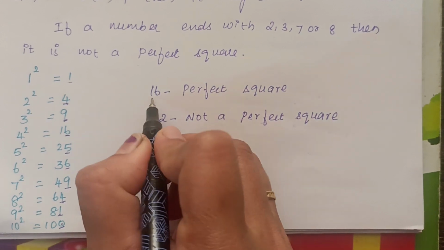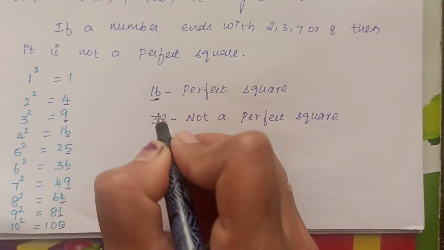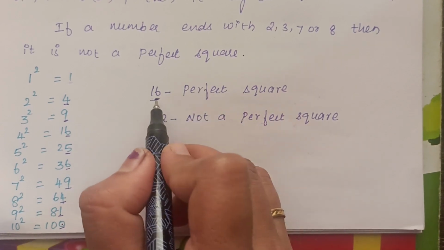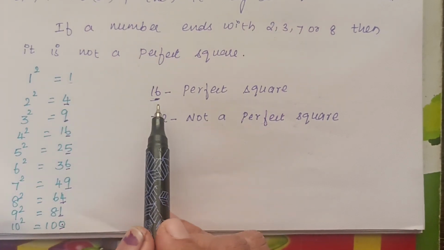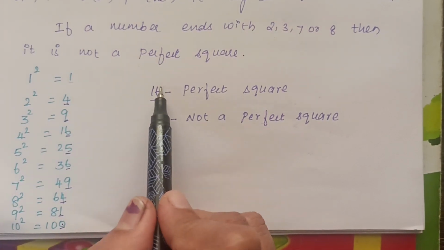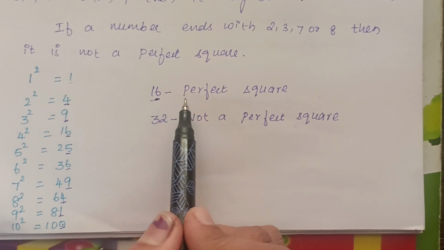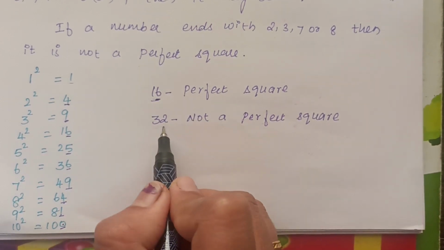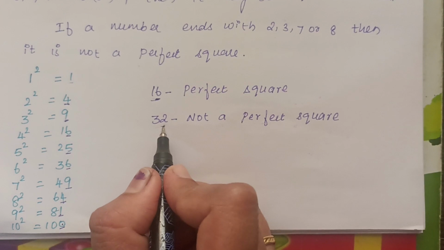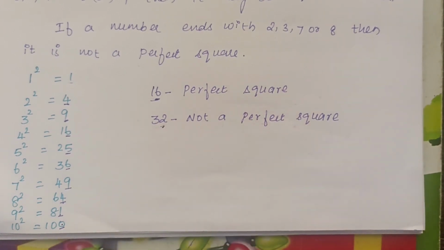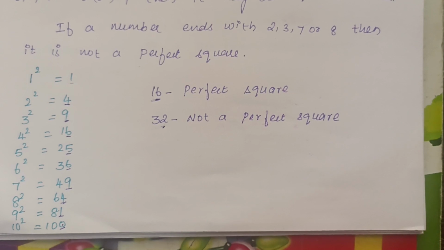If we see 16, the unit digit of 16 is 6. So when can we say the given number is a perfect square? If a number ends with 0, 1, 4, 5, 6 or 9. So this number is ending with 6, so this is a perfect square. But this number 32, its unit digit is 2, so this is not a perfect square. So perfect square means if a number ends with 0, 1, 4, 5, 6 or 9, then it may be a perfect square.